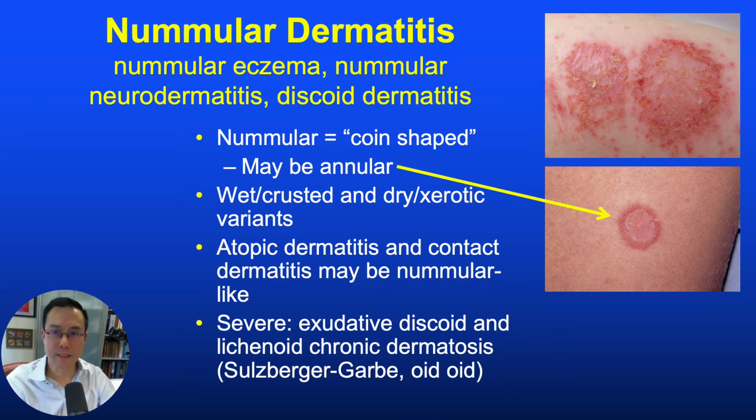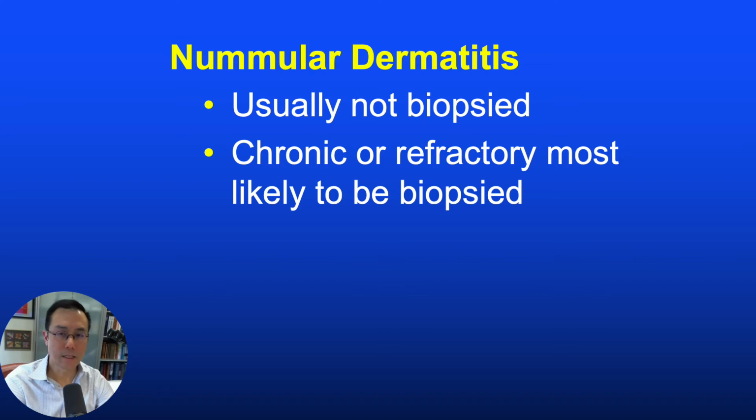Nummular dermatitis goes by a variety of names, including nummular eczema, nummular neurodermatitis, discoid dermatitis, but again, very distinctive clinically and thus not very commonly biopsied. As with most instances, there's a selection bias for biopsying chronic, refractory, or atypical cases.